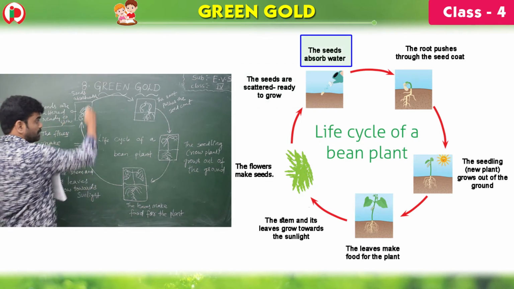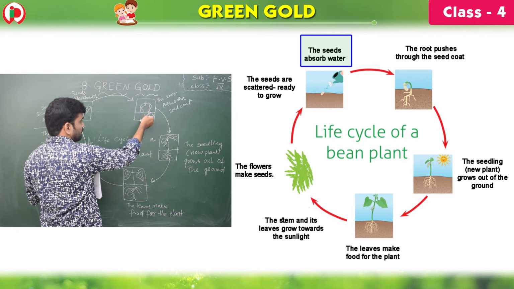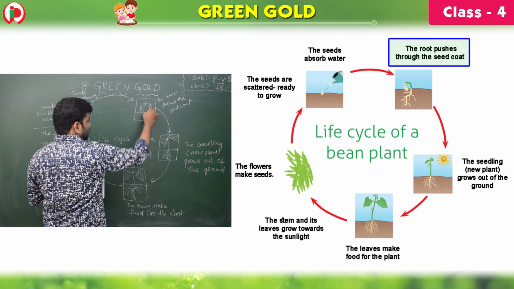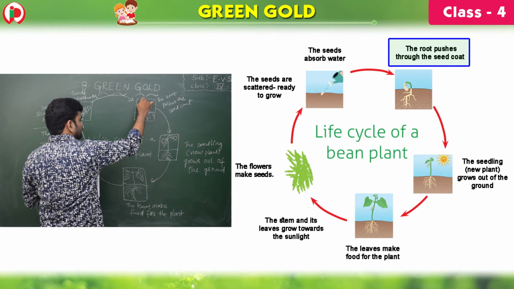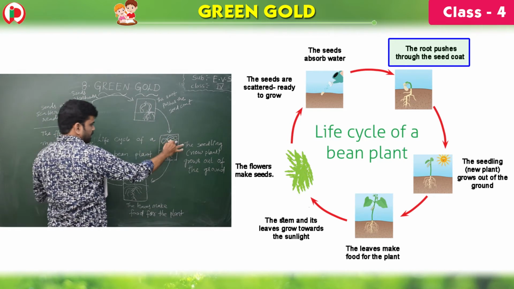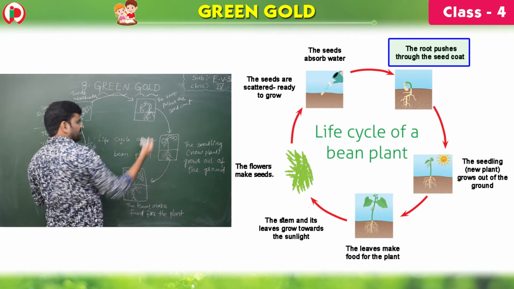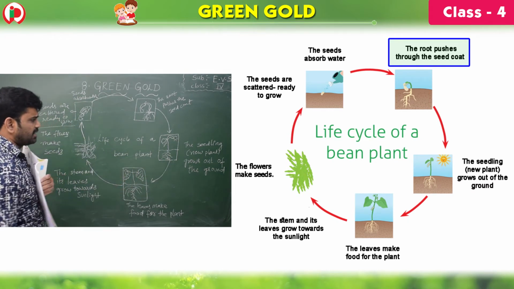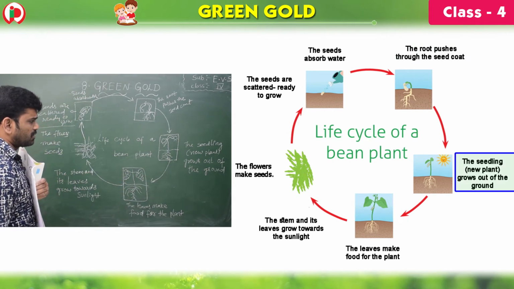Seeds absorb water here. After absorbing water and minerals, the root pushes the seed coat. See, this is the root, it is pushing the seed coat, and this is the sun. And this, after receiving the nutrients, air, sunlight, the seedling, the new plant grows out of the ground.